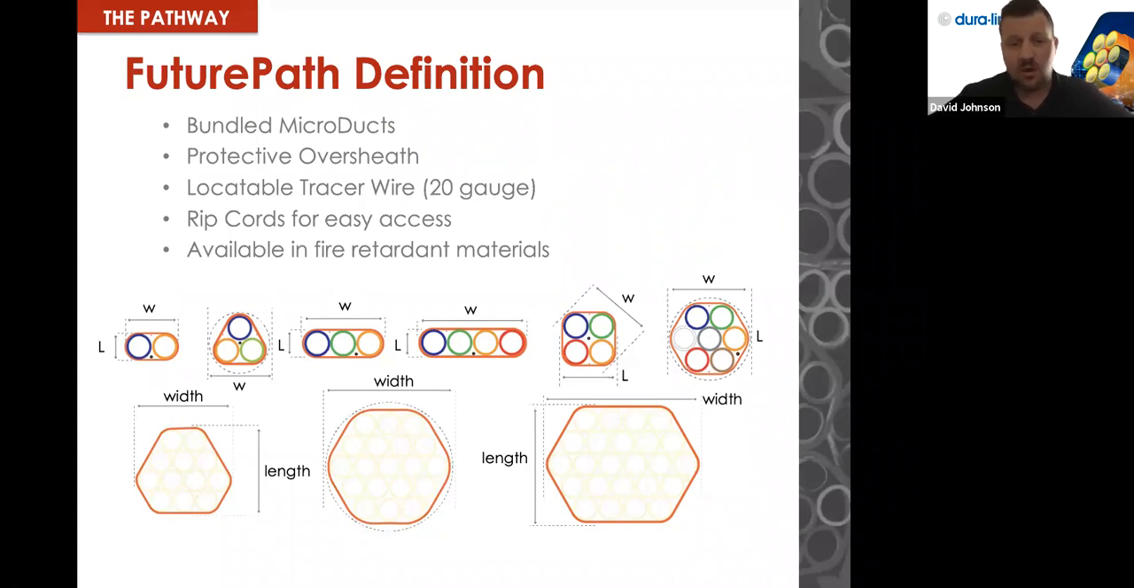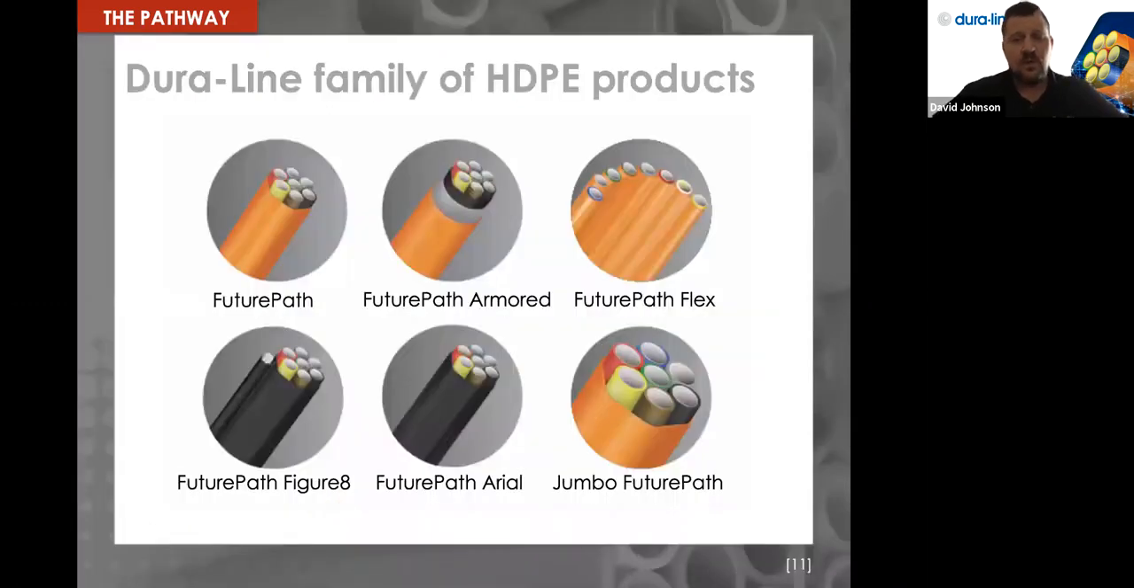They come with rip cords as well to easily remove that oversheath. And we have tools that we'll talk about later and how you can use those tools to better open up the FuturePath as well.